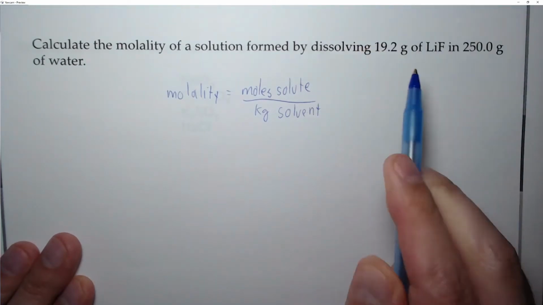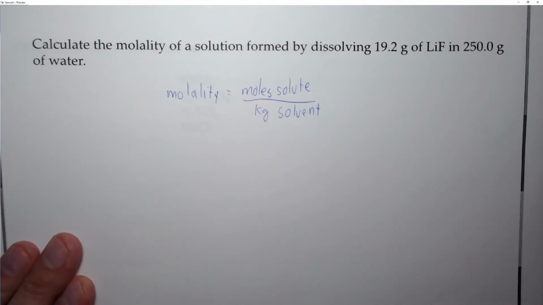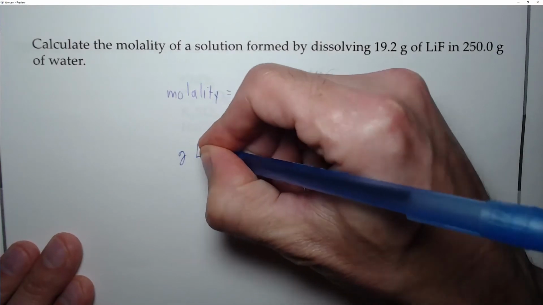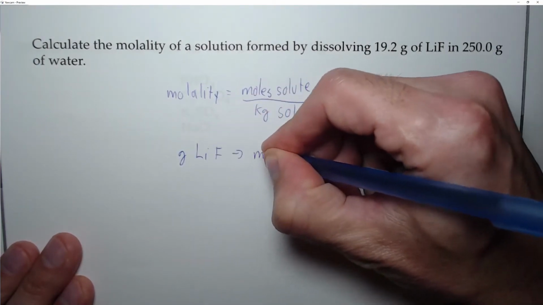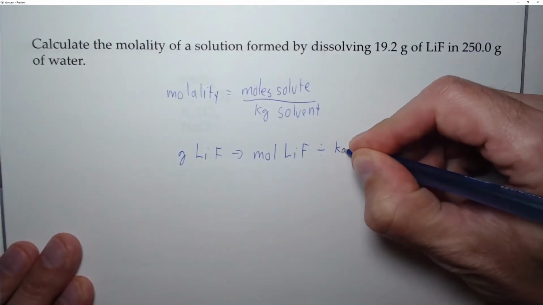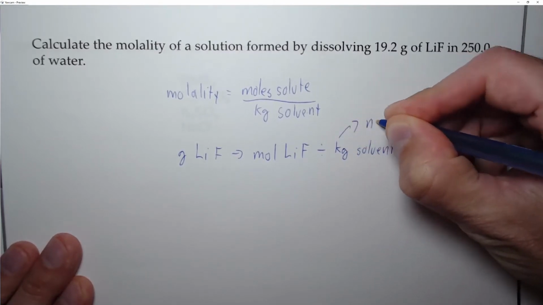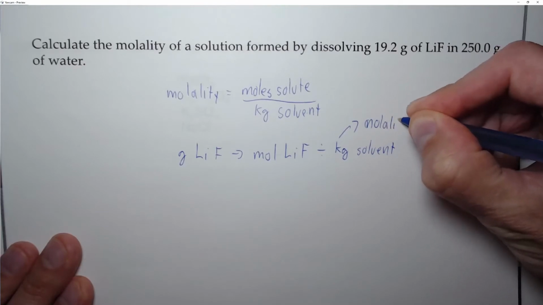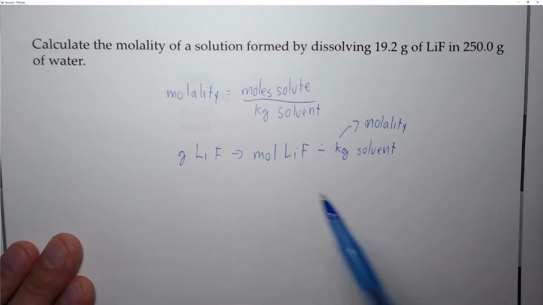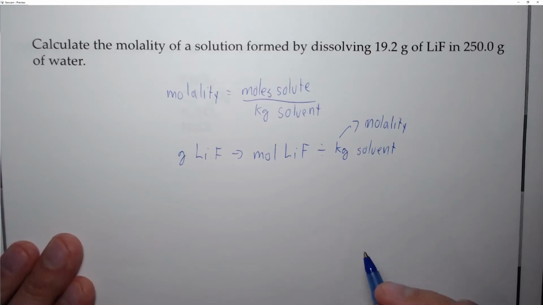Now we could convert grams to moles and then convert grams to kilograms and plug in both, or we could do this like a dimensional analysis problem. To do it like a dimensional analysis problem, I want to go from grams of LiF to moles of LiF, and then I want to divide those moles by kilograms of solvent, and when I do that, I will get molality. If you've seen me solve a molarity problem before, I do it the same way. It's technically not dimensional analysis because I divide instead of convert units, but it looks like dimensional analysis.